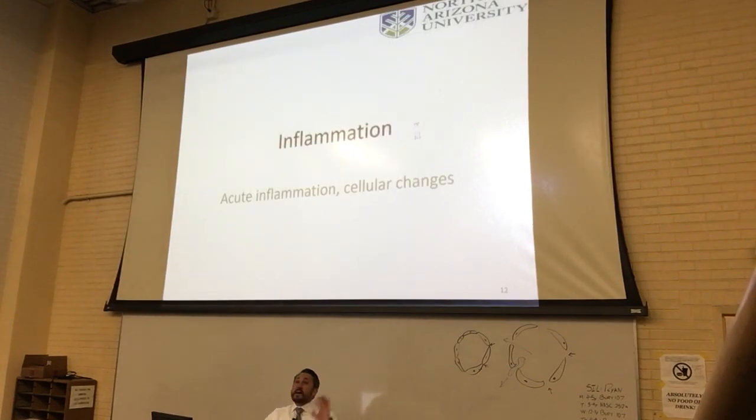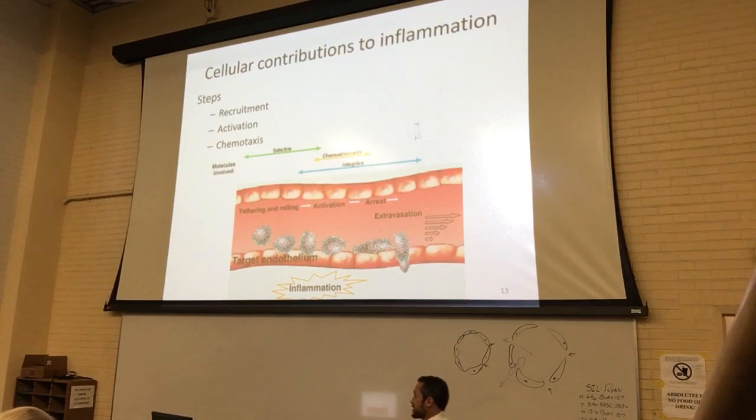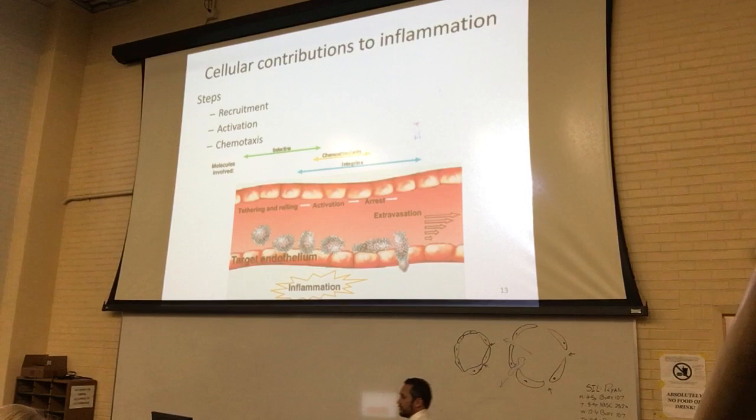So let's talk about that with vascular changes. Now let's talk about what happens at the level of the cell. I told you there's two steps. There's vascular changes and there's cellular changes. So these are all vascular stuff, and now we're going to talk about it at the cellular level.